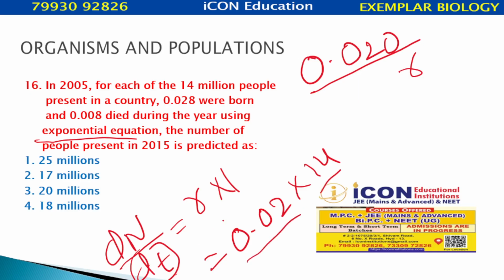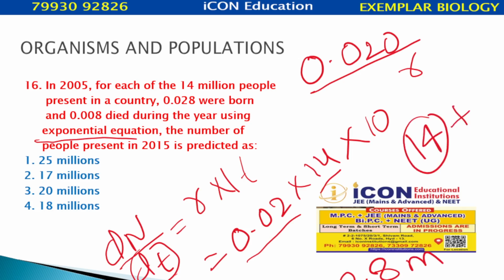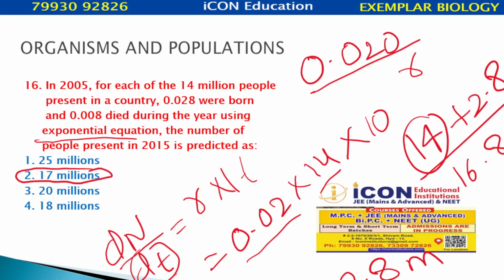I am writing this t here, that means 10 years. So what do we get as the answer here? 14 into 2 is 28, into 10. That means it will come to 2.8 million. 14 million is already there, plus 2.8 million, it will come nearly 16.8 million. So the nearby answer we have is 17 million. 17 million is going to be our answer here.